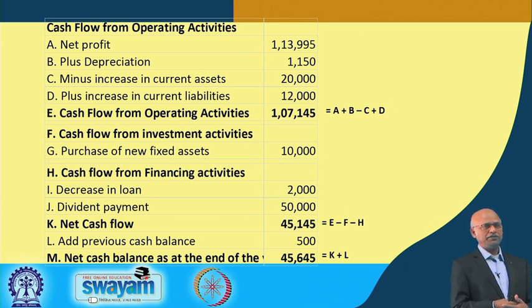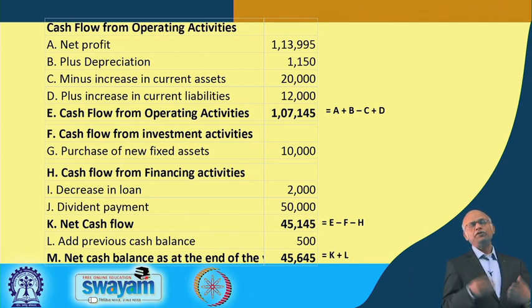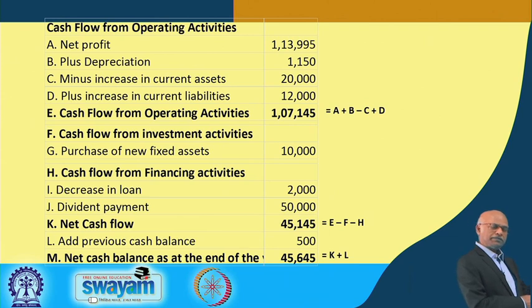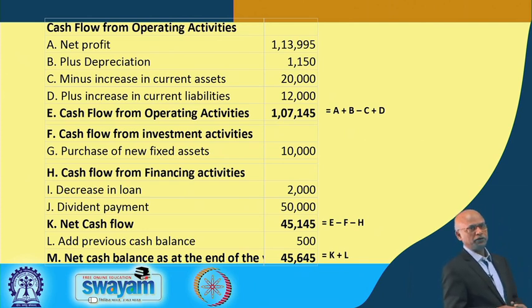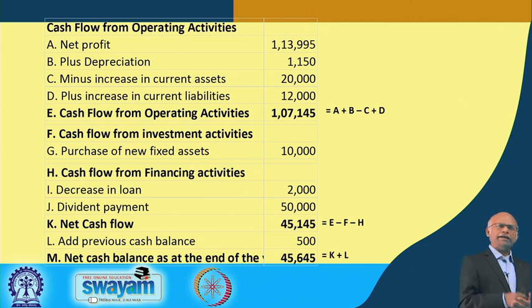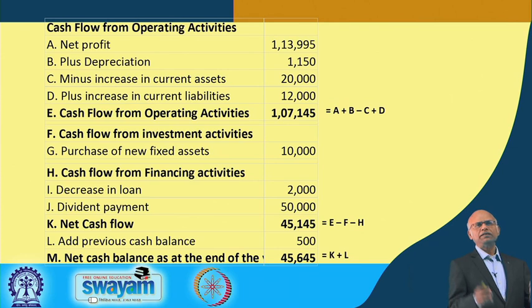So, any current liability going up is plus. If it goes down, then it will be minus, because we have to pay cash to bring it down. This is somebody who has supplied goods, accounts payable. If it goes down, meaning that we have paid cash to bring it down, there it will be minus, because that is application of cash, cash is going out. So, all this together, that is A plus B minus C plus D, is cash flow from operating activities.